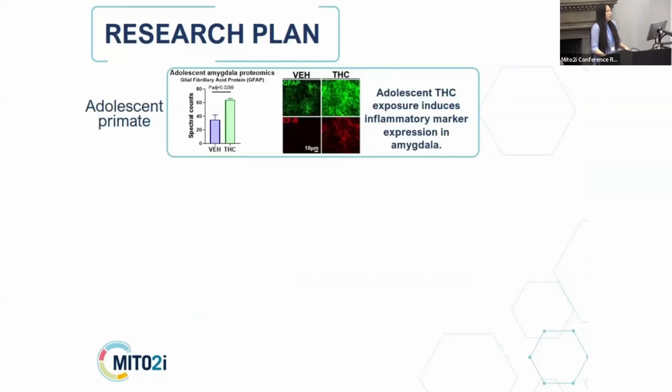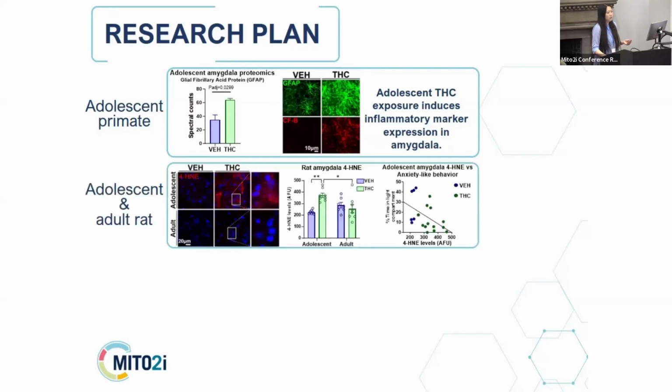So starting off in the adolescent primate proteomics, a top hit we found in this was glial fibrillary acid protein, or GFAP. This is a cytoskeletal astrocyte marker, which when upregulated, as is here with THC exposure, indicates astrocyte activation. So we validated these results with immunohistochemistry in green, and also another inflammatory marker, complement factor B, in red. So with this, we concluded that adolescent THC exposure induced neuroinflammation in the amygdala.